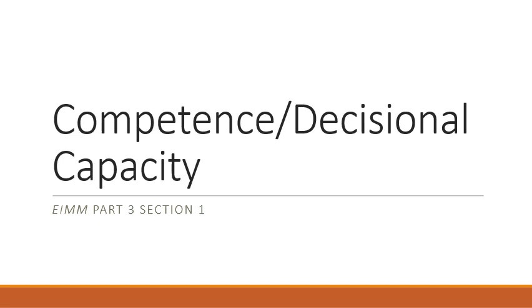Howdy, y'all. Today we're going to talk about competence and decisional capacity. This is part 3 of section 1 of Ethical Issues in Modern Medicine. And we're just going to talk about the one reading, the Buchanan and Brock reading, "Deciding for Others," as the other readings have to do with the cases.